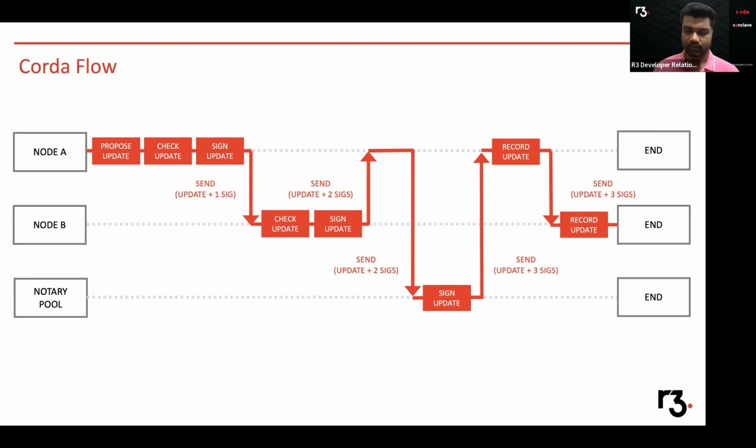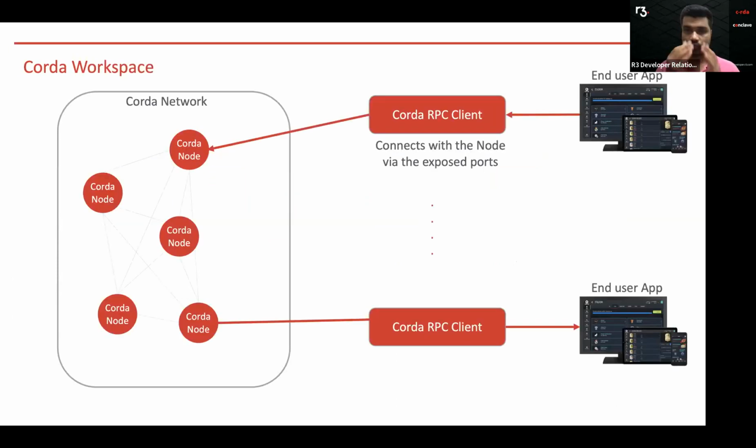So that's about it. Now coming back to our topic, what a complete Corda workspace or a complete Corda application would look like is something like this. You have a Corda node, and this node will be connected to multiple other nodes, which would form your Corda network. Each of these nodes which are transacting will have a Corda client, an RPC client for that matter, and this client is responsible for connecting to your node.